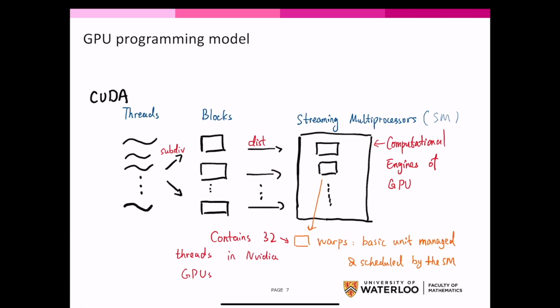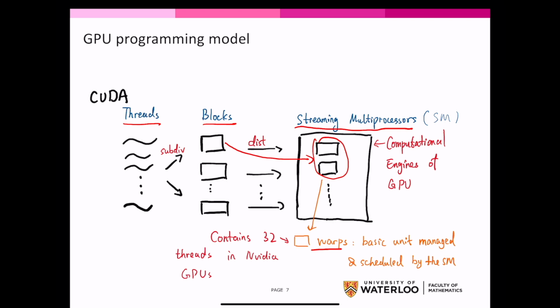I'll give you some background of the GPU programming model, CUDA. Threads are subdivided into blocks. Blocks are distributed among streaming multiprocessors in the GPU. We also call it SM. Streaming multiprocessors are the computational engines of the GPU. Streaming multiprocessors further logically subdivide blocks into warps, which are the basic unit managed and scheduled by the SM.